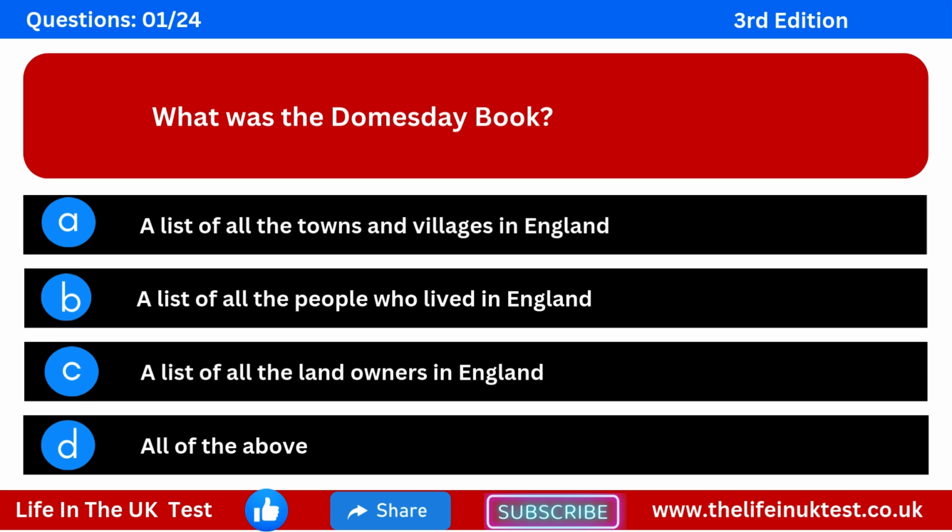Let's get started. Question 1. What was the Domesday Book? Option A. A list of all the towns and villages in England. Option B. A list of all the people who lived in England. Option C. A list of all the landowners in England. Option D. All of the above.